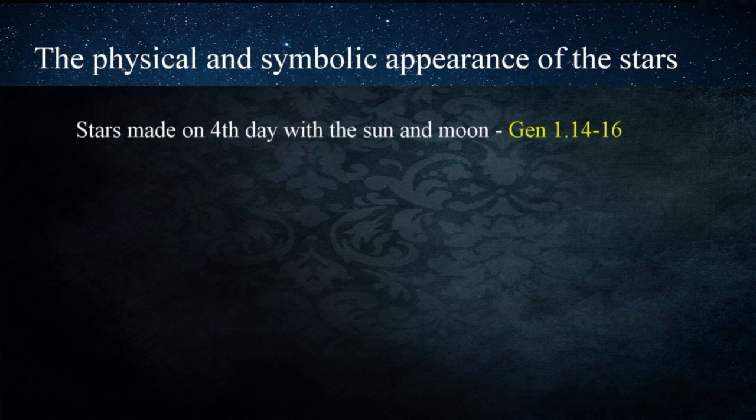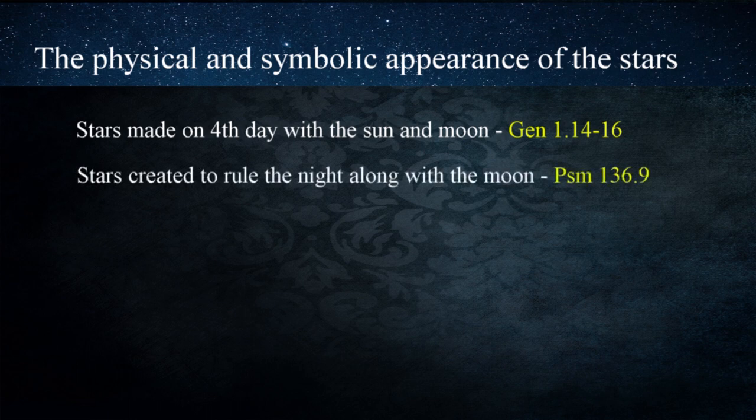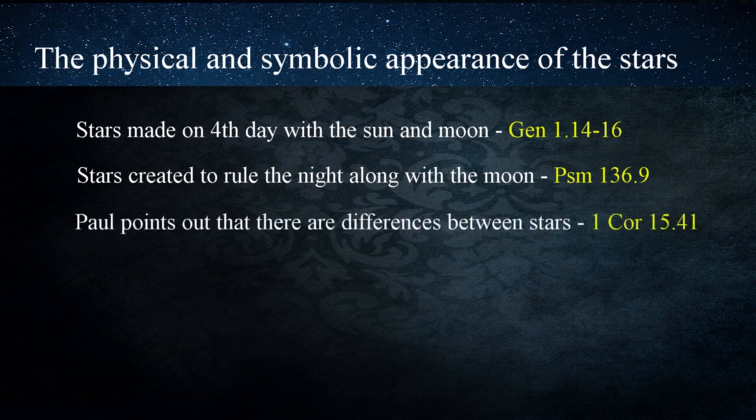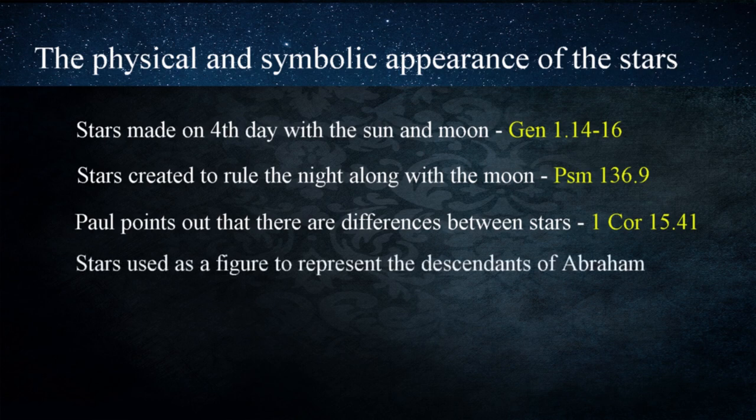Physically, we see stars made on the fourth day of creation, along with the sun and moon in Genesis 1:14-16. These were to rule the night along with the moon in Psalm 136:9, and Paul points out that there are differences between stars in 1 Corinthians 15:41. The stars were used by God to represent the offspring Abraham would have in accordance to the Lord's promises to the patriarch in Genesis 15:5, 22:17, and 26:4.